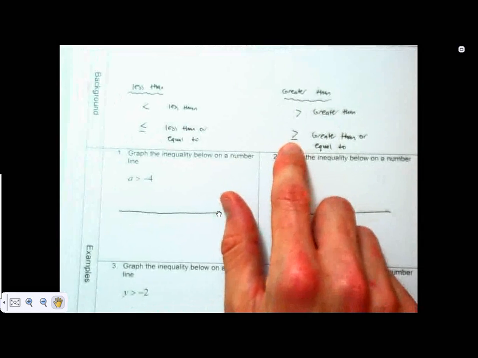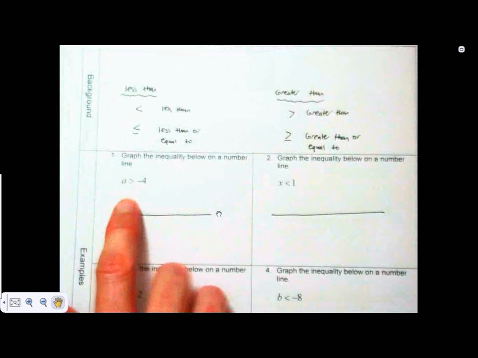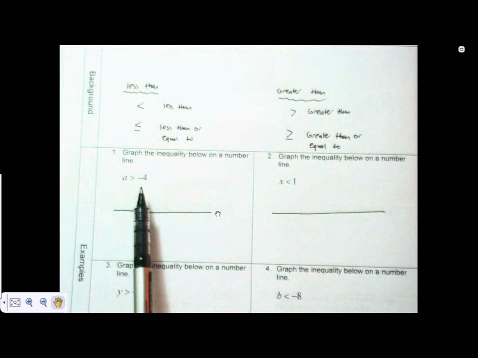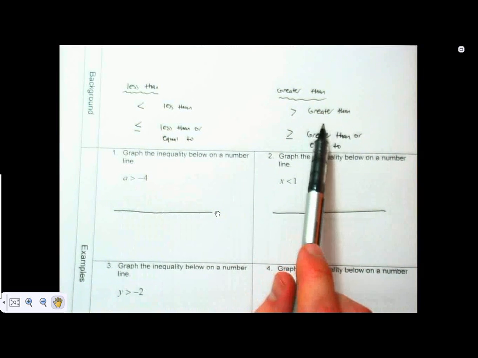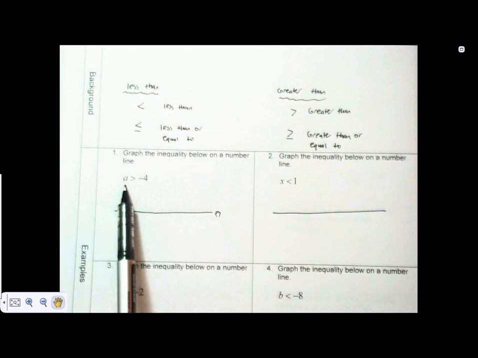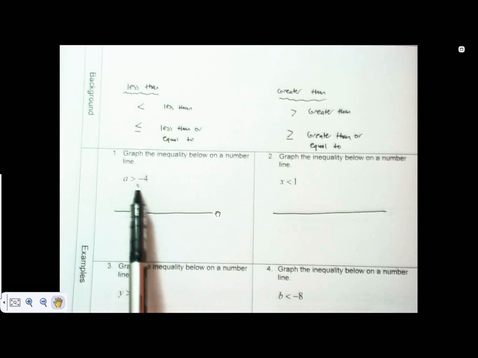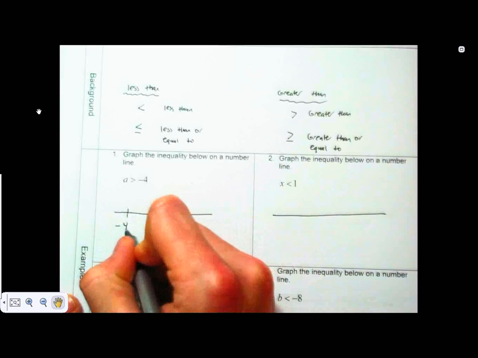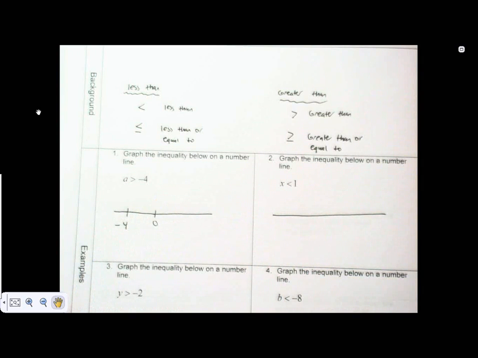So let's take a look at number 1 and see how we might do it. Number 1, we've got A, and then we've got this symbol and -4. Well, matching this up, this is the greater than symbol. So what this says is A is a number that's greater than -4. So which numbers on our number line are greater than -4? Well, if this is 0 and this is -4, the numbers that are greater than -4 are going to be all the numbers to the right of -4.